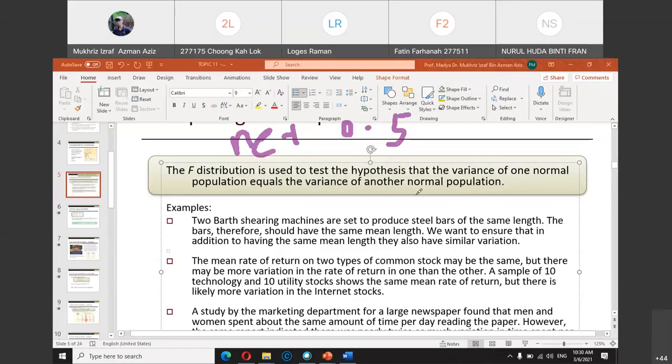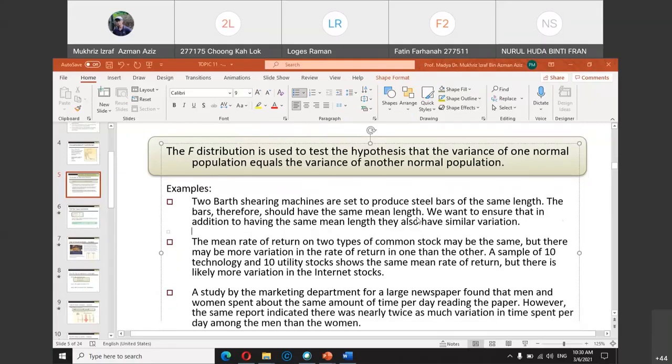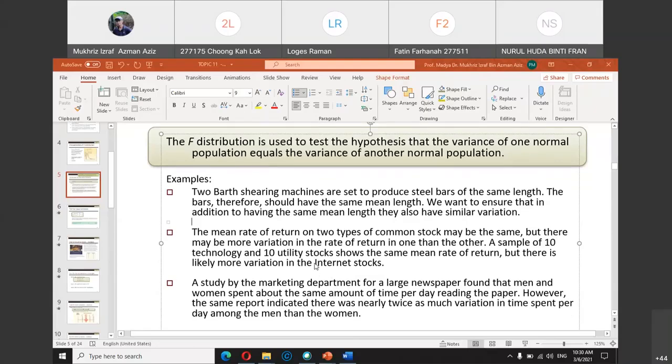So that is when, if you want to do hypothesis testing, in this case you are more interested in the variance, not the mean. The same thing here, the mean rate of return of two stocks, for example, you are more interested in the variation of the return of the stock. So depending on your scenario, sometimes you want to test on the mean, sometimes you are more interested in the variance. So this is just some example that you can find.